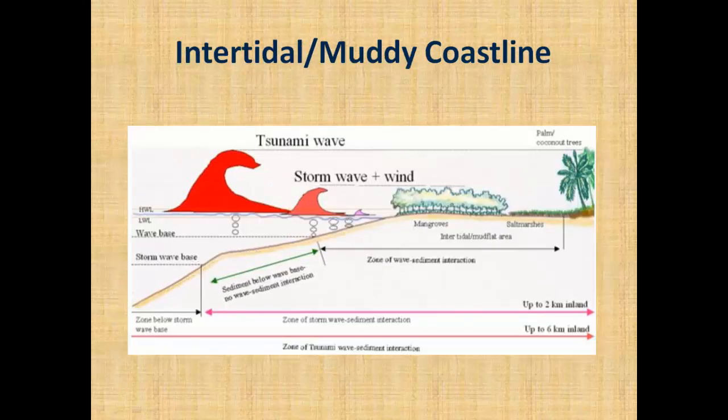So the intertidal muddy coastlines, as you see in the picture: mangroves, salt marshes, that type of coastline. They're fine-grained sediments, silts and clays, pretty much deposited from rivers. They have broad, gentle seaward slopes. And like I said earlier, mangroves, salt marshes, shrubs, that's all important to these coastlines, protecting them from erosion.